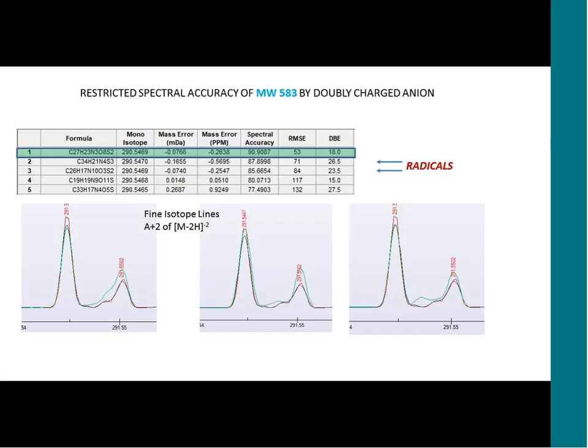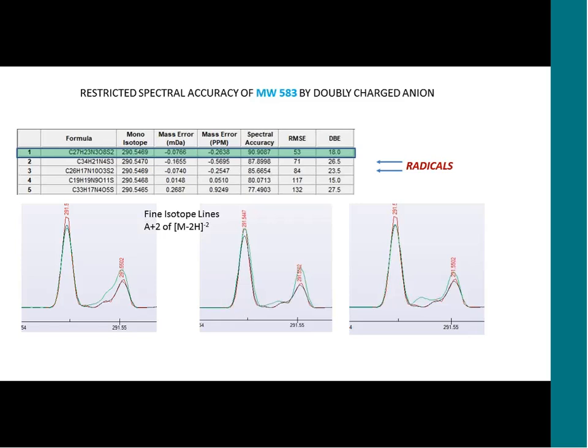Here's a final example as we get close to wrapping up. This was a little bit of a test. Again, it came into my lab as an unknown, and it was a negative ion case. It lit up very nicely in negative ions, but its mass was at 583.